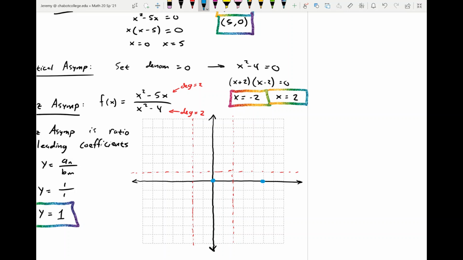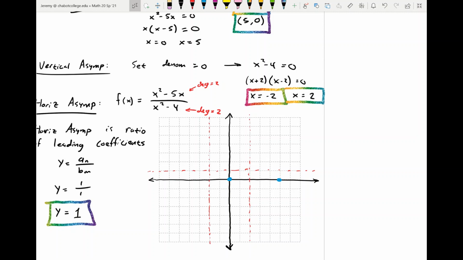Okay, so my guess is that my graph is going to look something like that on the ends, and then something's going to be going on in here. I'm not so sure yet. So notice that we really do need to use a table of values in this case.